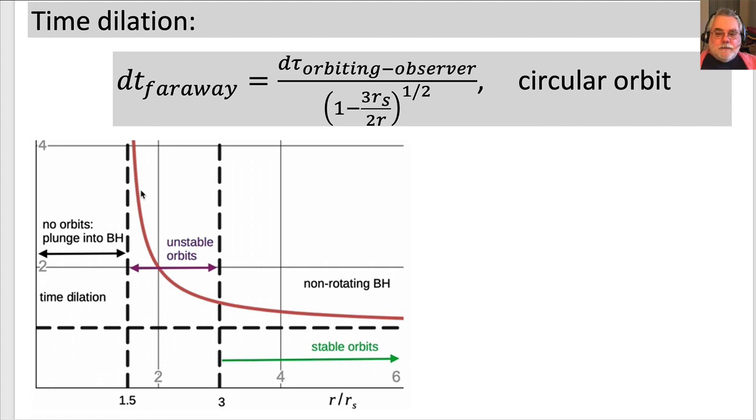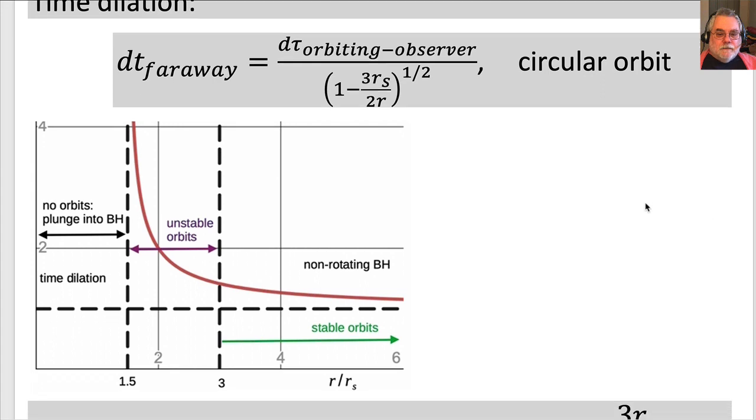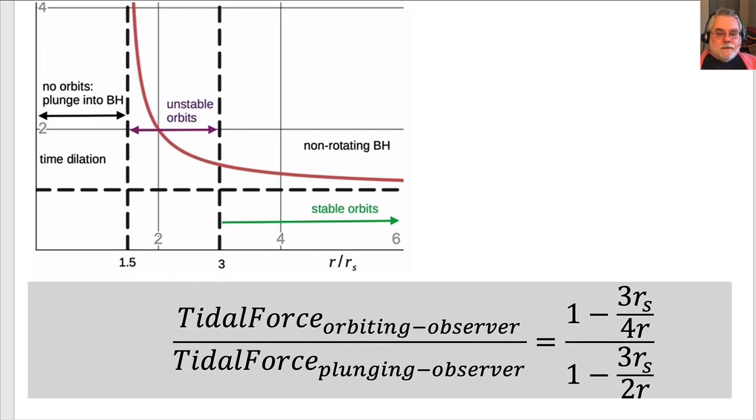Let's find the largest time dilations for the closest circular orbits that humans could survive for a non-rotating black hole. The tidal force is higher for an orbiting observer than for a plunging observer at the same radius. I believe that this is the correct ratio. This tidal force for an orbiting observer approaches infinity as r approaches 3/2 Schwarzschild radius, which makes this denominator go to 0, the lower bound for unstable circular orbits. But the tidal force is at most 50% excess for stable circular orbits.